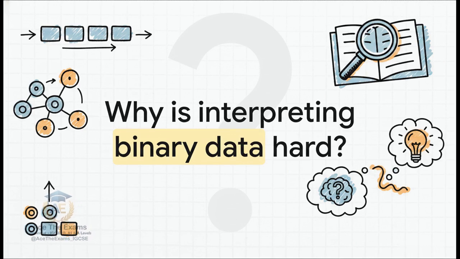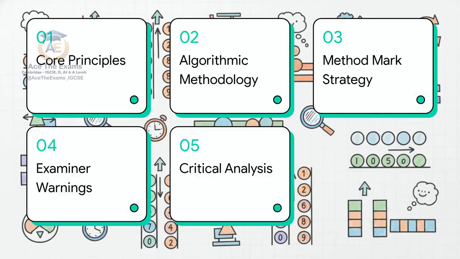But we are going to fix that right now. We're taking an exclusive under-the-hood look at the examiner's grading criteria. We are going to turn those raw, disjointed facts into high-scoring, tightly structured analysis that examiners literally cannot ignore. Here is our roadmap to completely mastering array data. We'll start with core principles, move into algorithmic methodology, reveal the all-important method mark strategy, highlight the top examiner warnings, and cap it off with critical analysis and evaluation.